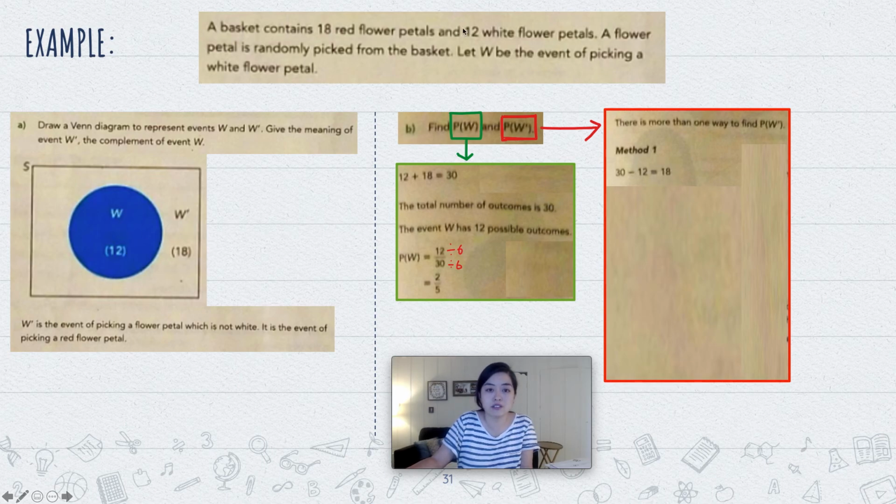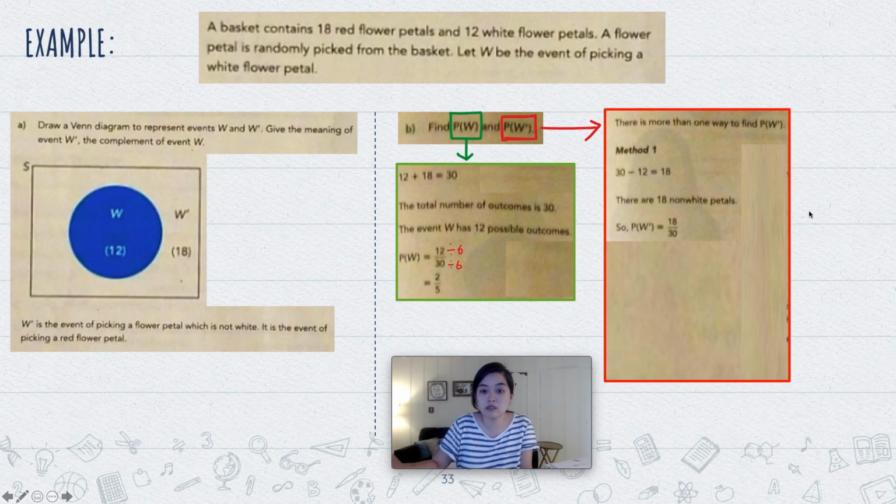Or you can just look at the information that was given as well. There are 18 non-white petals. So the probability of the complement of event W is 18 over 30. Now let's simplify that, and we get 3/5.